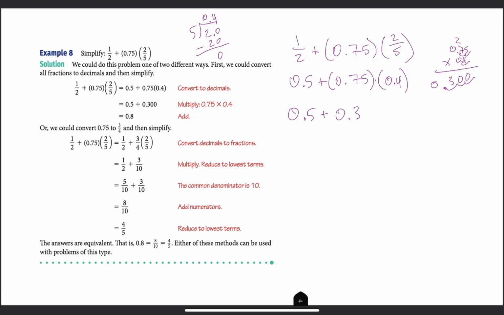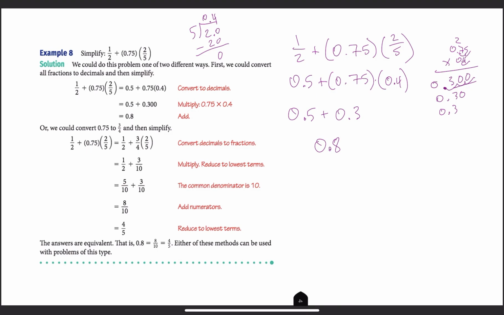Right? I can write whether it's 0.300 or 0.30 or 0.3. Those are all the same. And now I can add these. 5/10 and 3/10 is 8/10. So working with decimals is pretty straightforward.